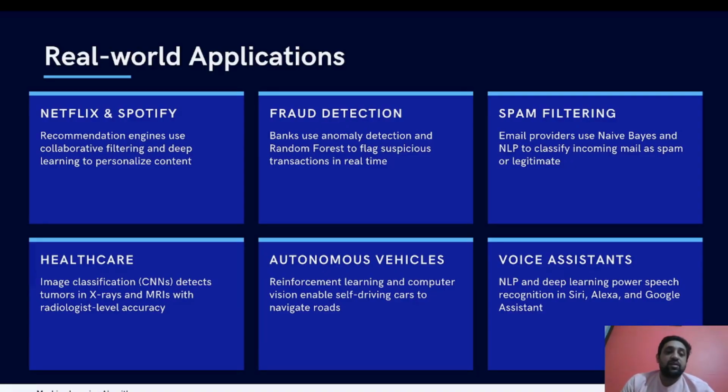Email services use algorithms like Naive Bayes to filter spam messages. In healthcare, machine learning models assist in diagnosing diseases by analyzing medical images. Autonomous vehicles rely on reinforcement learning and computer vision to navigate road safety, while voice assistants like Siri and Alexa use natural language processing to understand and respond to user commands.